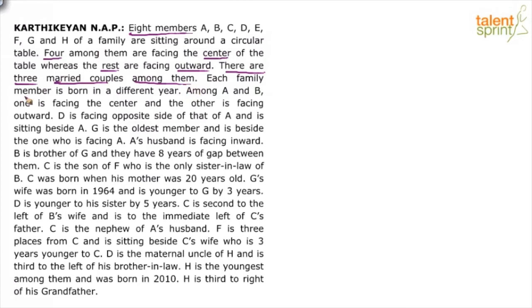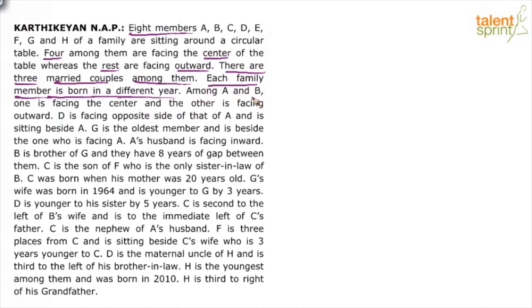Each family member is born in a different year. So probably the 5 questions or the 8 questions asked along with this will have involvement of years. Like for example, who was born in the year 1967, right? Or who was born in the year 1961 and things like that.